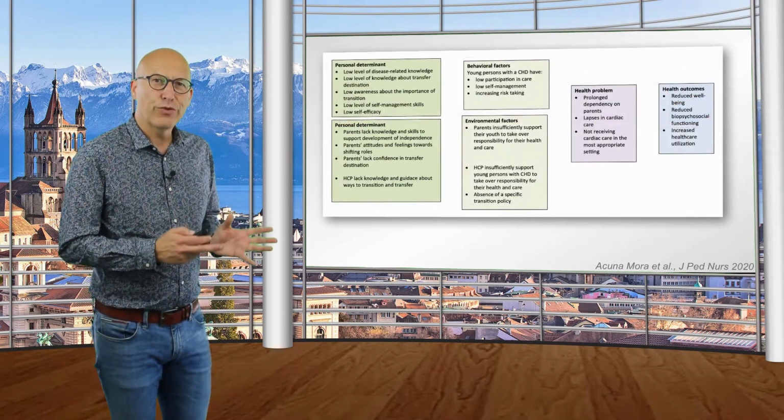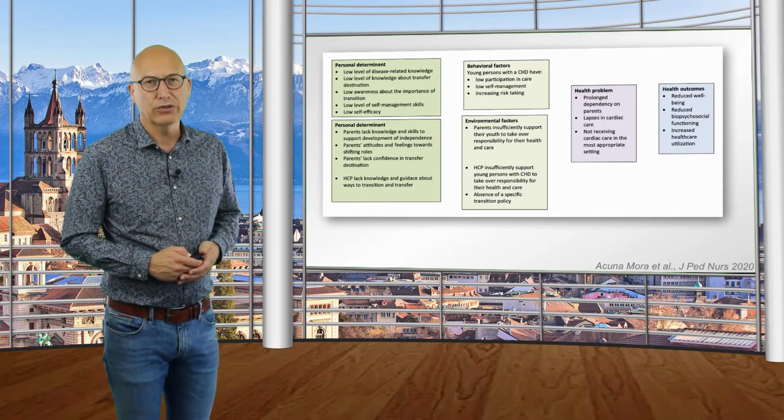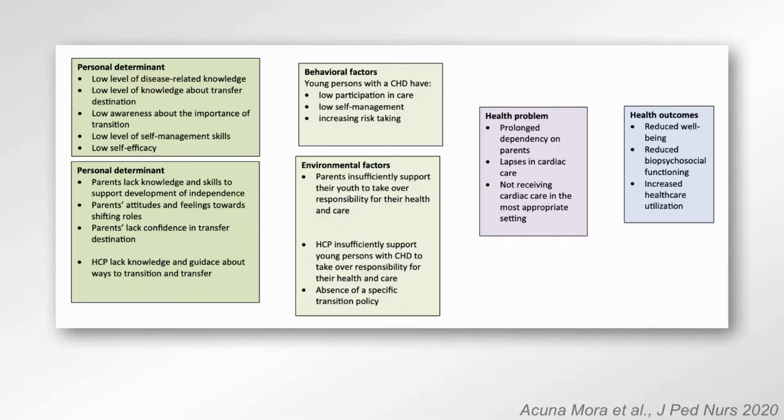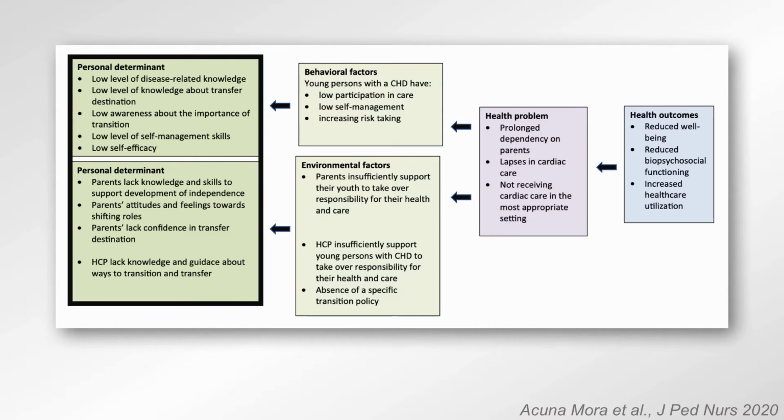And this is actually how the framework of this intervention mapping looks, specifically for the Stepstones project. You start at the far right of this slide, the health outcomes. Based on the preparatory studies, we knew that there was a reduced well-being, a reduced biopsychosocial functioning, and an increased healthcare utilization. And based on that, you can look at what are the health problems in this population. When you have identified these health problems, you identify behavioral factors and environmental factors that play a role in the health problems. And then finally, you go to the personal determinants for these behavioral and environmental factors. Once you have done this, you have a clear view on where to intervene. It is indeed on the determinants that you have to focus with your interventions.